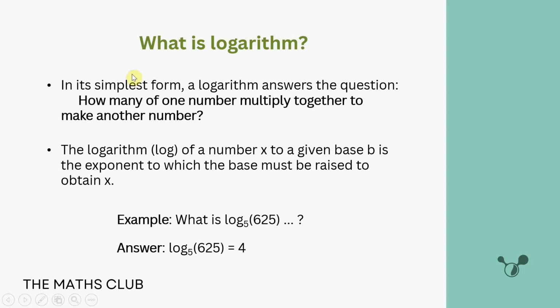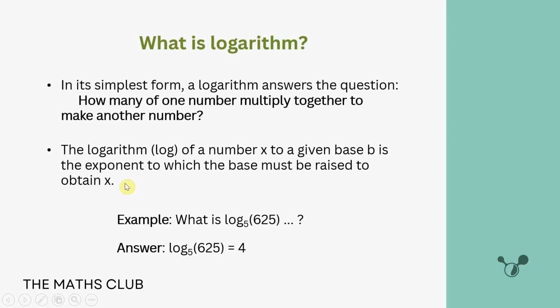If you remember what we said about logarithm, this is one of the old slides that we used in one of the previous videos when we were introducing logarithm. We said the logarithm answers one question: how many of one number would I multiply together to make another number? Well, we said for us to find 625, we have to raise 5 up to a power of 4. That means 5 times 5 times 5 times 5, right? That will give me 625. Remember, the logarithm of a number x to a given base b is the exponent to which the base must be raised to obtain x.